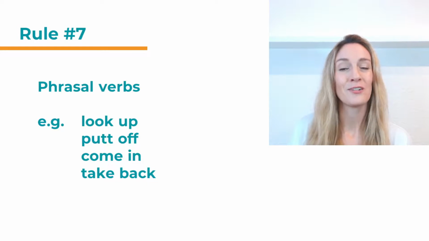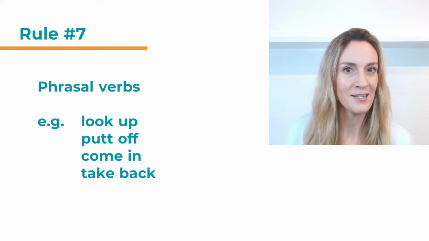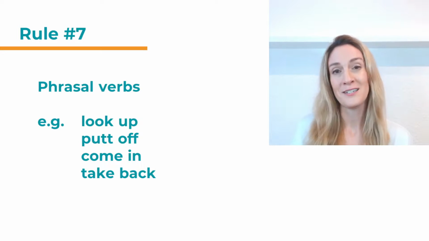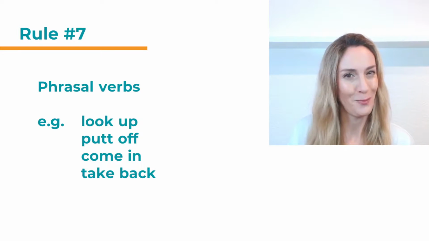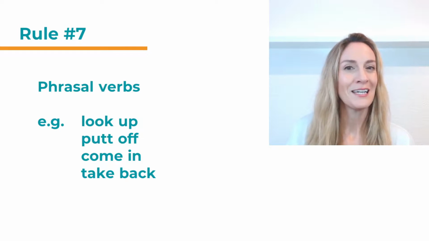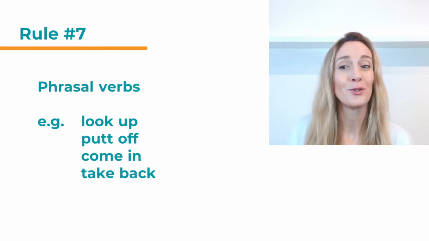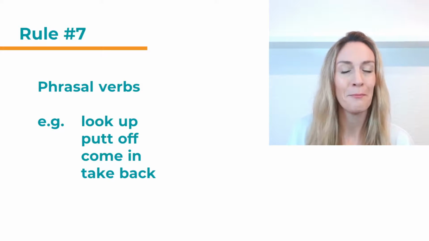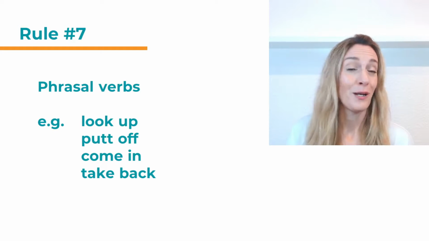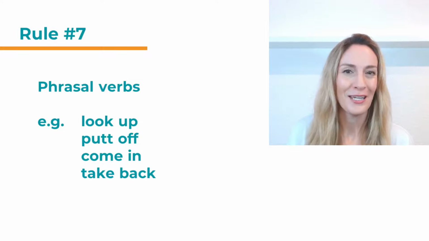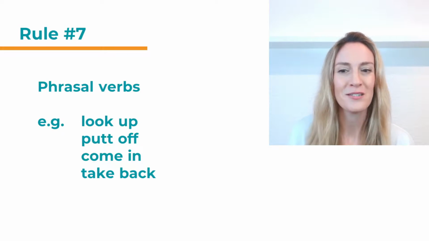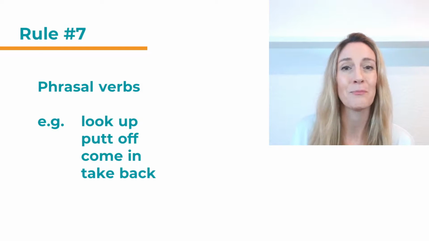Let's have a look at rule number 7, phrasal verbs. Now, phrasal verbs are a huge topic. And if you've been studying English for a while, I'm pretty sure you have met phrasal verbs. Maybe they've driven you crazy. I don't know, but I don't blame you if they have, because they can be tricky. Here are a couple of examples. For example, look up, put off, come in, take back.